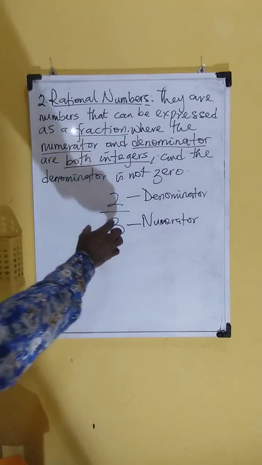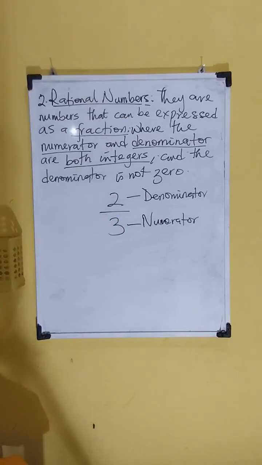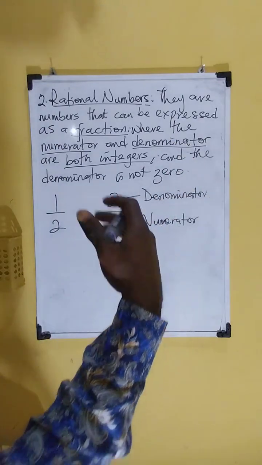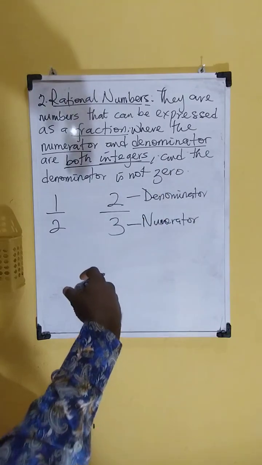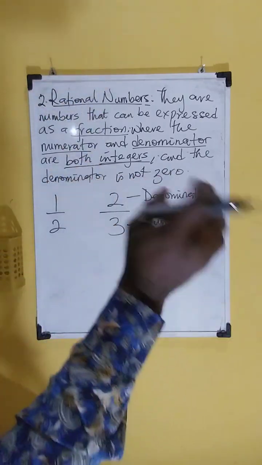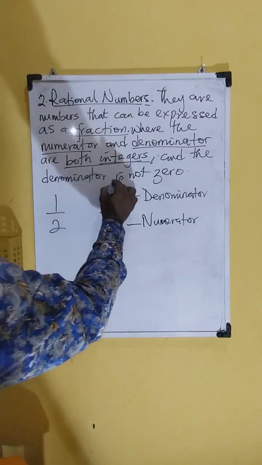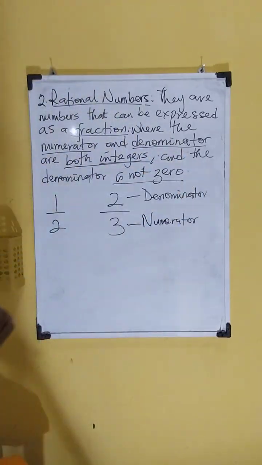The denominator, the number up, the number that is up, is not what? 0. Did you get that? Is not 0. So, for example, this is another example: 1/2. Another example of a rational number. Take note, since an integer can be either negative or positive, a rational number can be either negative or positive, but it must not be 0. Take note of this.